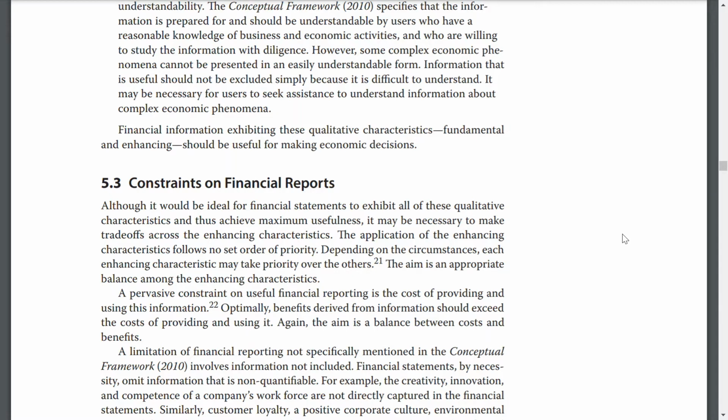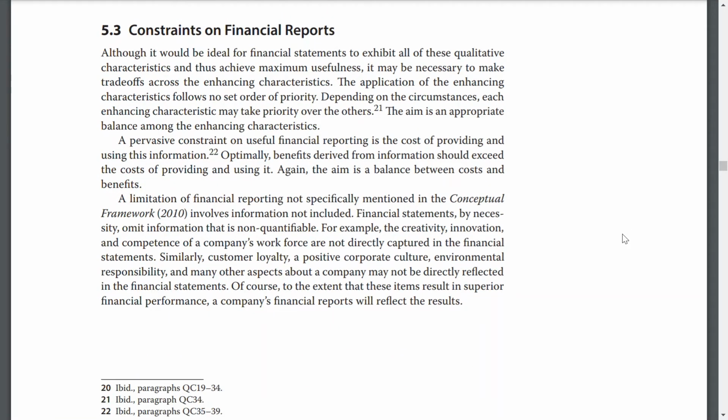A limitation of financial reporting not specifically mentioned in the conceptual framework involves information not included. Financial statements, by necessity, omit information that is non-quantifiable. For example, the creativity, innovations, and competence of a company's workforce are not directly captured in the financial statements. Similarly, consumer loyalty, a positive corporate culture, environmental responsibilities, and many other aspects of a company may not be directly reflected in the financial statements. Of course, to the extent that these items result in superior financial performance, a company's financial reports will reflect the results. Elements of a financial statement.